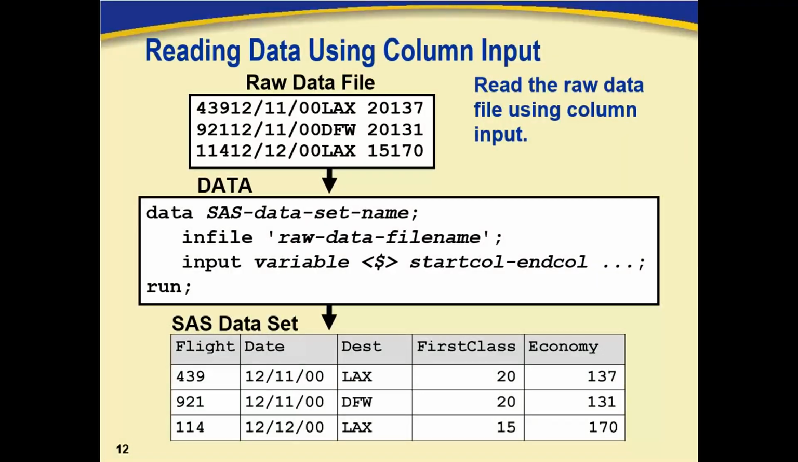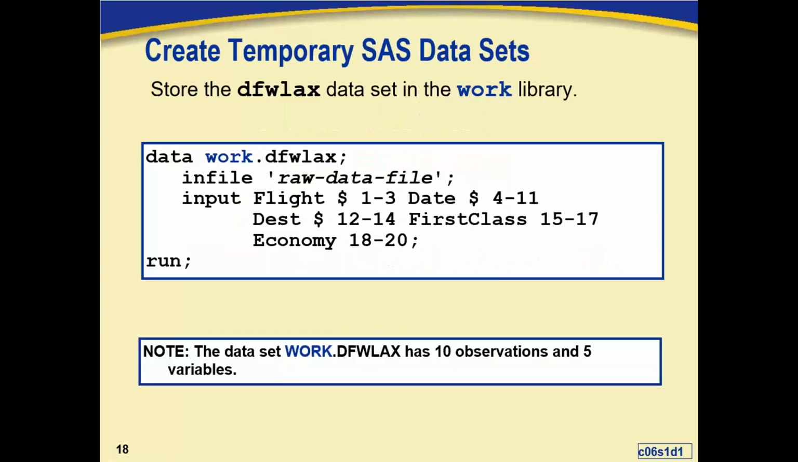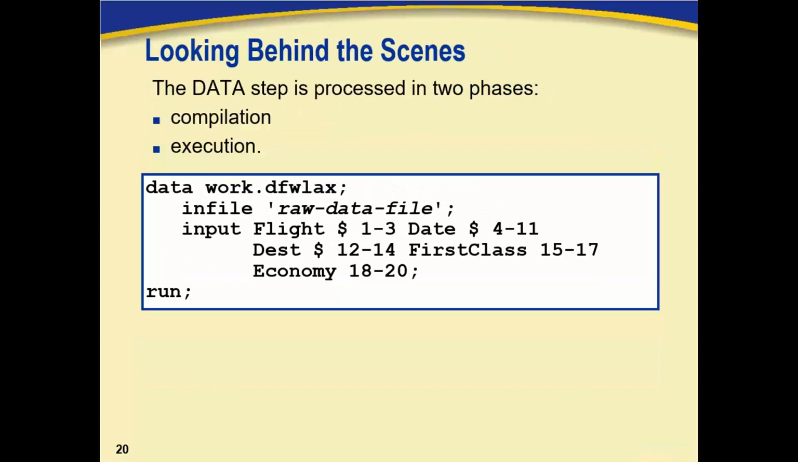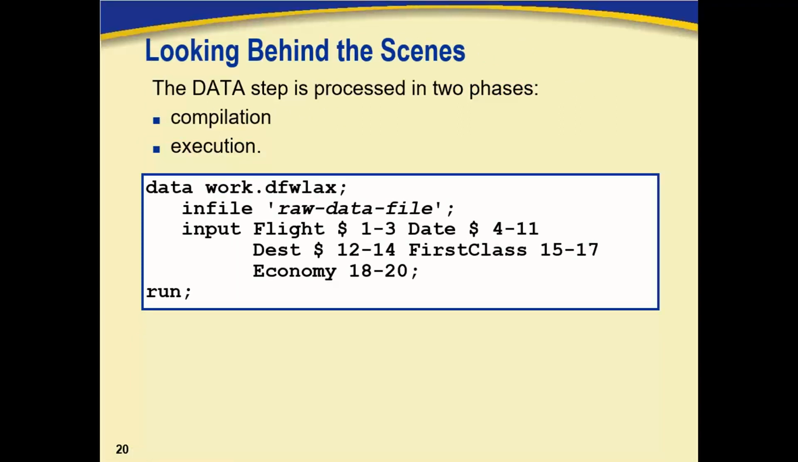So yesterday we discussed how to read the data if the data is written in column input format. If the data is like this, by using the data step we can create the data. We defined it like this, and after that we created the data set. Now let's look at what exactly is happening in the back end when you submit this program.